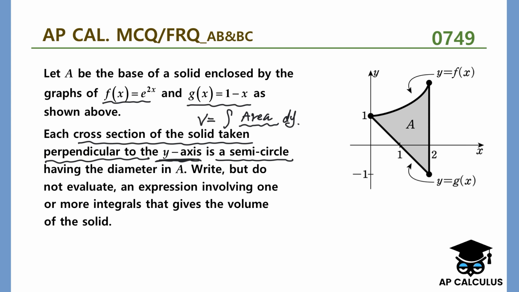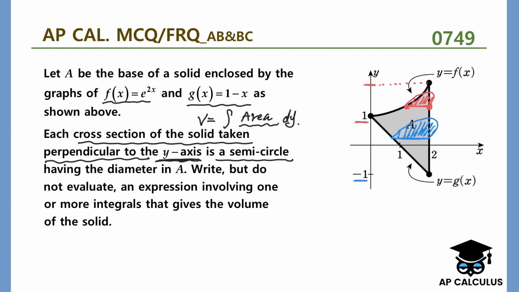Now let's draw our cross-section perpendicular to the y-axis. From here to here, our diameter is from here to here. That's our diameter, so our cross-section looks like a semicircle like that. And from here, 1, 2, up to this point, our cross-section looks like that. Here's another diameter and another semicircle, and the diameter is from here to here.